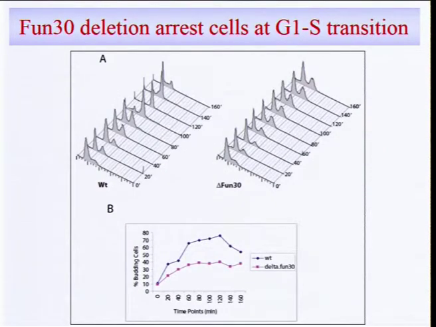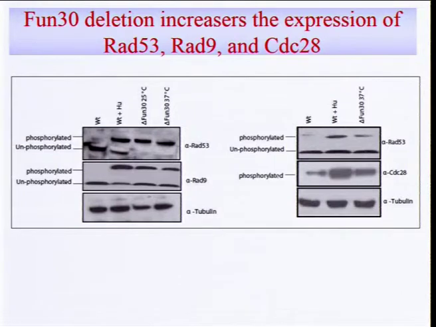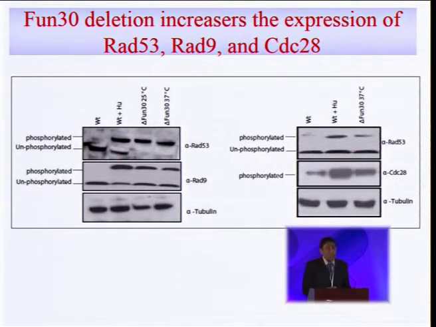The deletion of FUN30 also arrests cells at G1/S phase. So this is the wild type strain, and this is a deletion where you see a delay in the transition from basically G1 to S. Also, the deletion causes an increase in the expression of a lot of proteins that are activated during cell cycle arrest. Those are RAD53, RAD9, as well as CDC28. So the deletion leads to an increased expression of phosphorylated version of RAD53, for example.